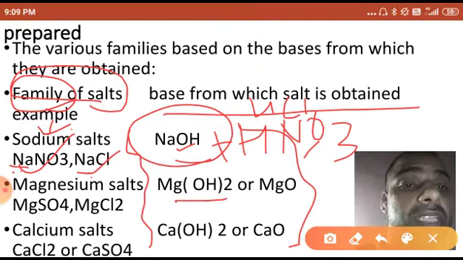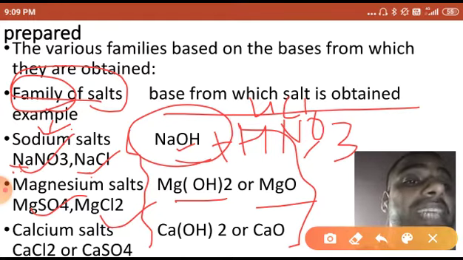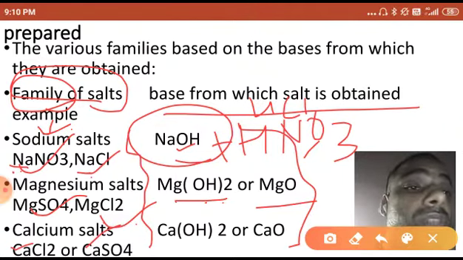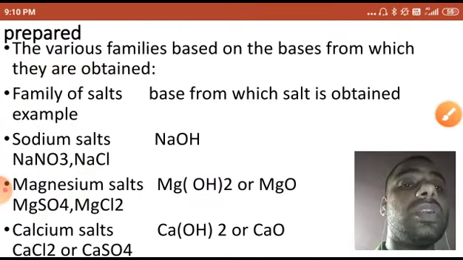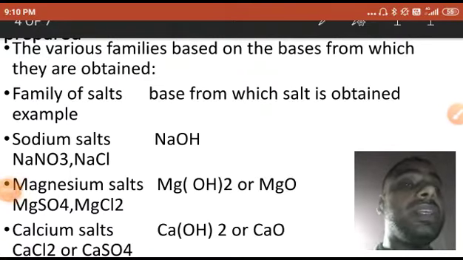Here you can see magnesium hydroxide, Mg(OH)2. It has formed MgSO4 and MgCl2. How can it form? It can react with H2SO4 and with HCl, and it will form these. From which family will it belong? What is the common factor? The common factor is magnesium, so it belongs to the magnesium family. Calcium, what is the common factor in this? Calcium chloride and calcium sulfate, calcium, and it belongs to the calcium salts, understood? Hence it belongs to the calcium family. Okay dear student.